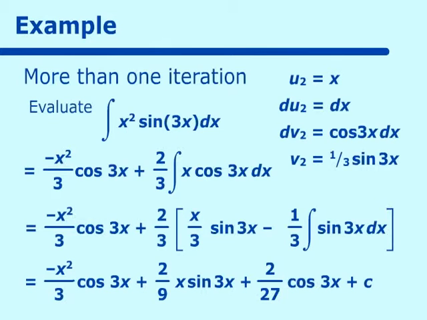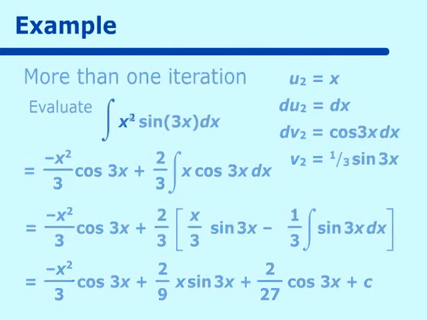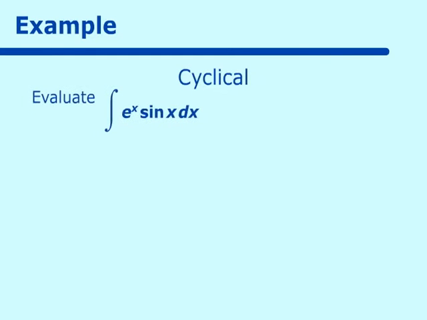Let's go on to another kind of integration by parts, one that is cyclical. These are very interesting because they come to a full circle. In this case, you can choose u to be e to the x and du to be e to the x dx, or you could do it the other way. It doesn't matter which way you do it because you will come back to the same result either way. So let's continue on this way.